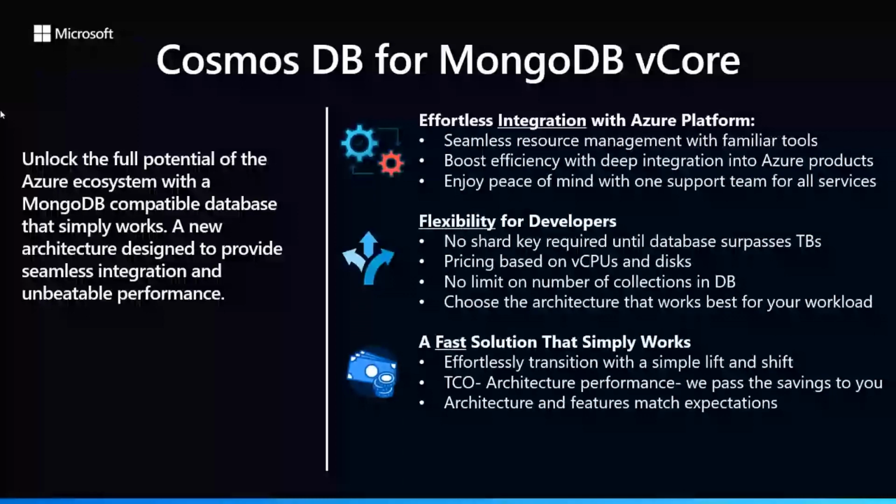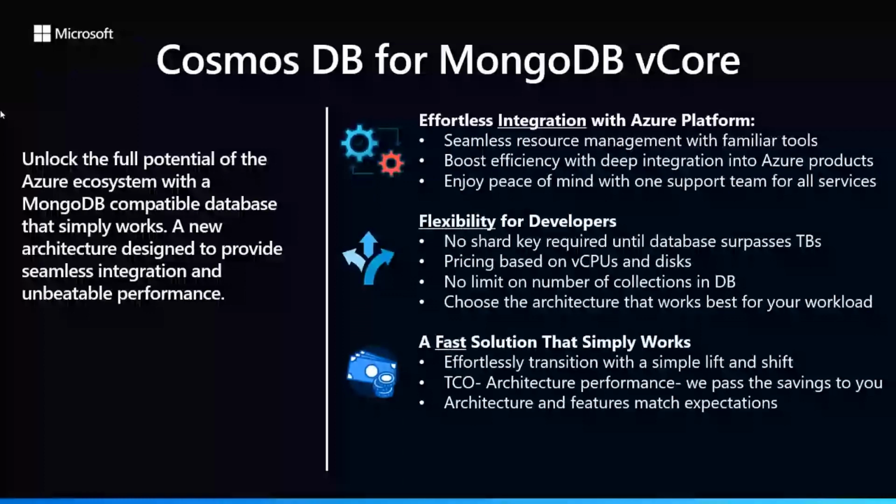Second is flexibility for you as a developer. With the vCore offering, you can scale vertically as well as horizontally very well, meaning that you need no shard key initially. You can scale vertically by a lot until your database surpasses terabytes, which covers many, many use cases. Second is pricing is based on very familiar concepts, such as vCPUs and disks. So it's very easy to compare and understand when you're coming over to our service, how to use it and how to price it correctly.